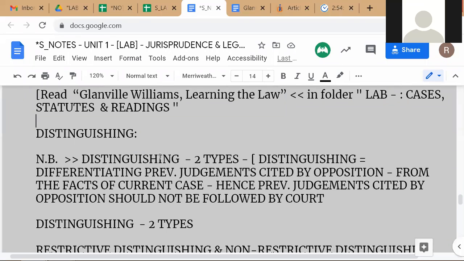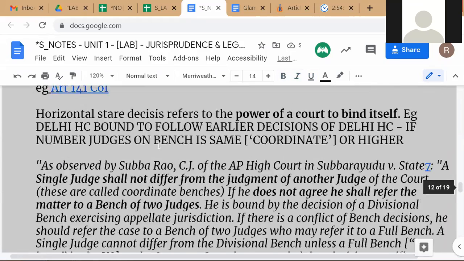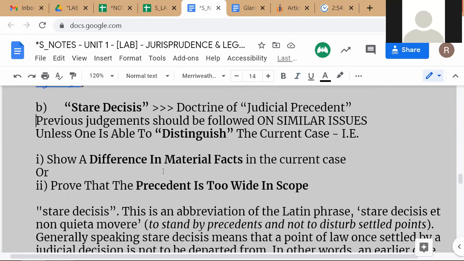All right. Now here is a new term that we want to learn. It's called distinguishing. This is another topic. If you remember, when we wrote down the definition of stare decisis, what did we say? It's a doctrine of precedent. Those things which are decided stand by precedent, don't disturb settled points, and so on. Judicial means laid down by a judge. Precedent is what came before, and so we follow. The doctrine says you follow the previous decisions of the judge.